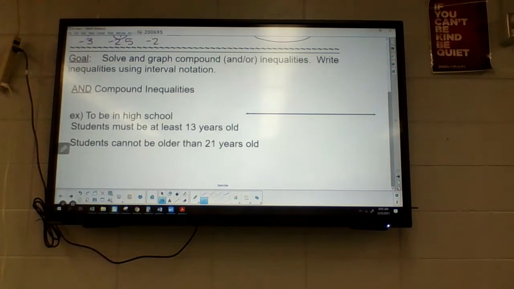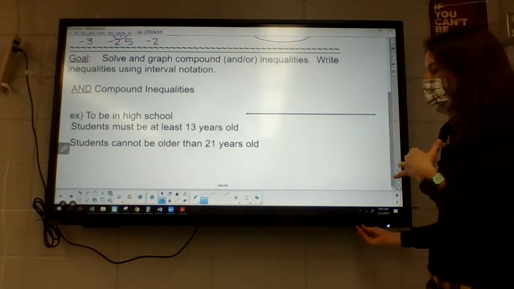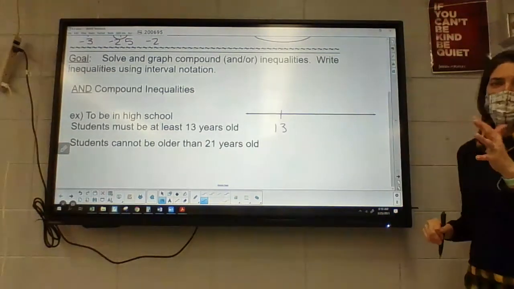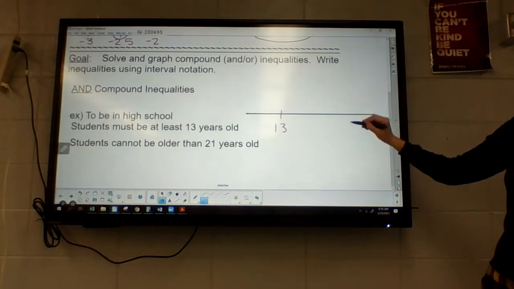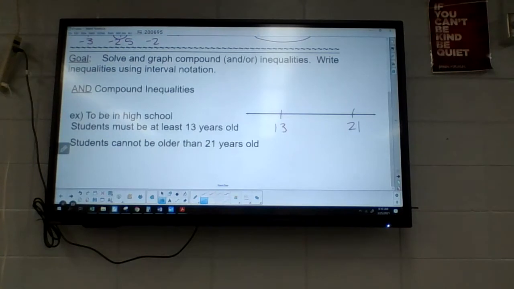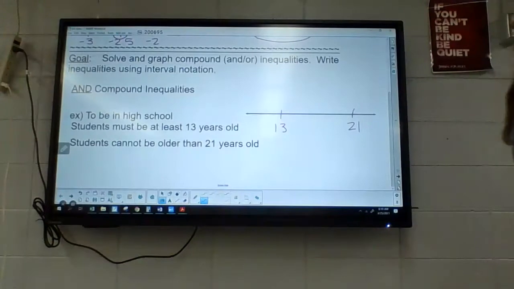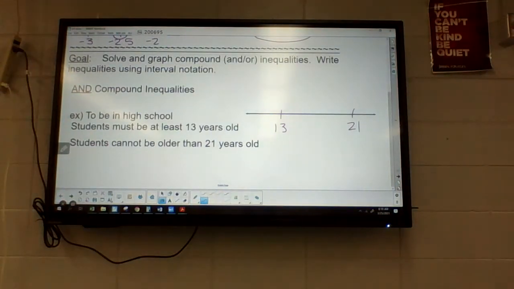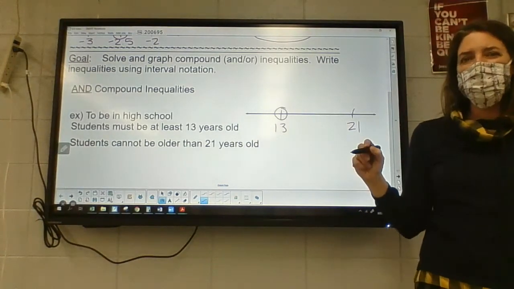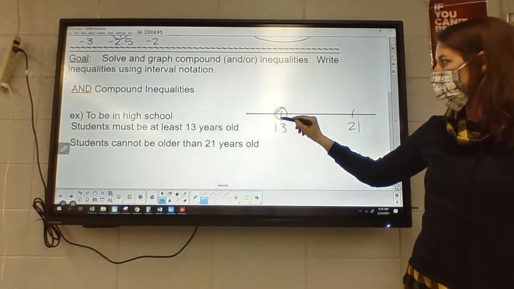So it's kind of 2 inequalities to go with this. If I'm looking at this in terms of a number line, I'm going to put 13 on the left side of my number line because that's the smaller number. And then I'm going to put 21. Now, if I surveyed most students, unless they're child geniuses or something, they would be in that range of values. So what we say then, you must be at least 13 years old. Do you guys think 13 is included? Would you agree that you could be 13 in high school? Okay, so we're going to include that.